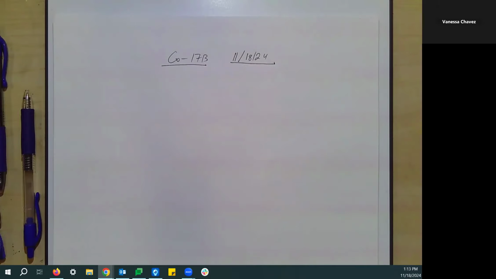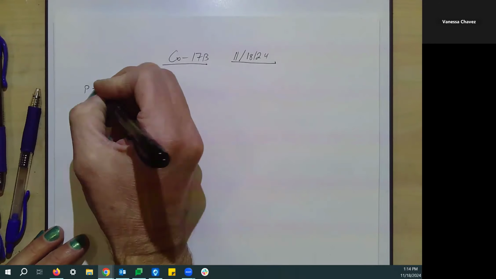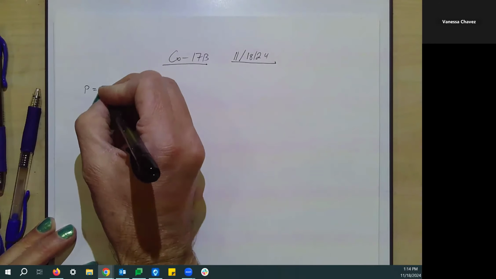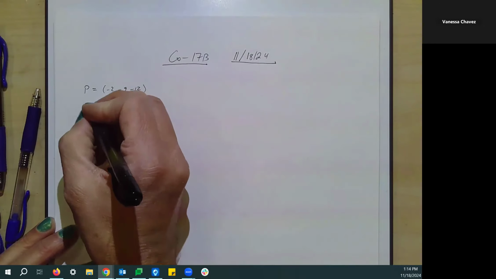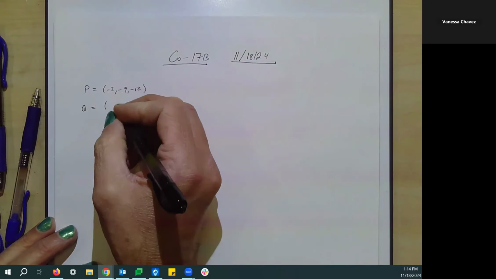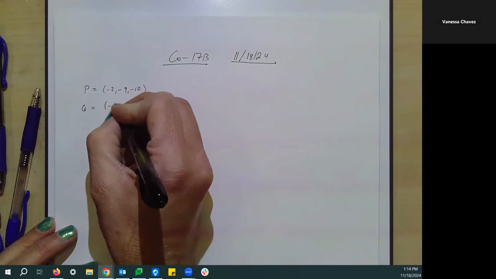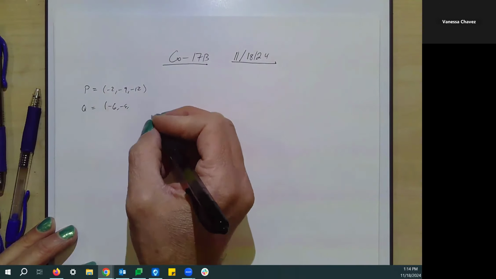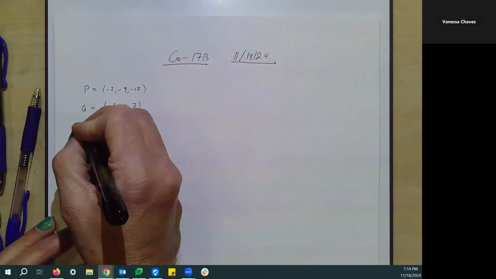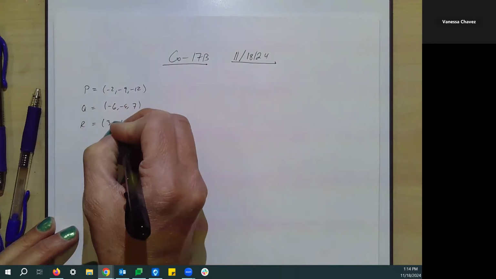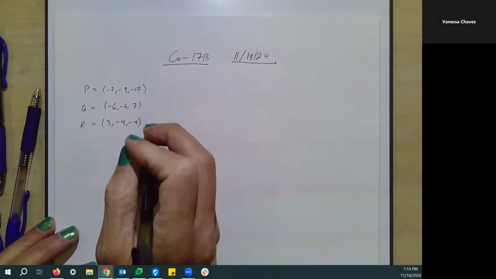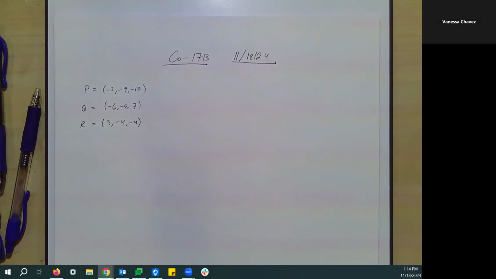Let's look at those points there, which don't look lovely, but we're fine. So here are some points. We've got -2, -9, -12. We have Q is given by -6, -6, +7. And R is 3, -4, -4. And we're asked to find the side lengths and all three angles.